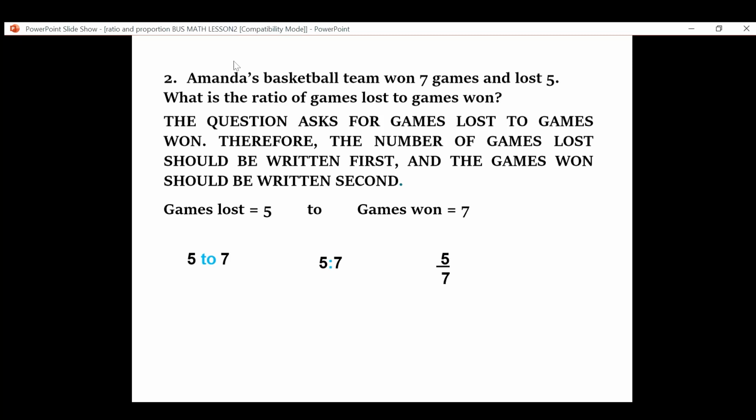Okay, another one. Amanda's basketball team won 7 games and lost 5. What is the ratio of games lost to games won? So the number of games lost was 5, and the number of games won is 7. So the ratio is 5 to 7, or 5 is to 7, or 5 over 7.